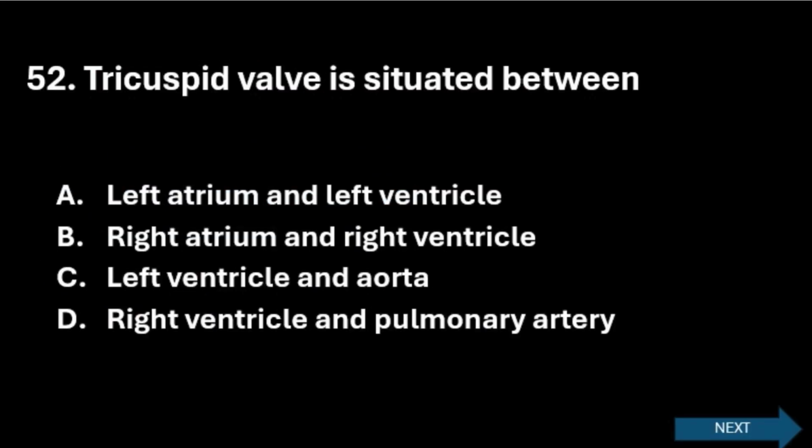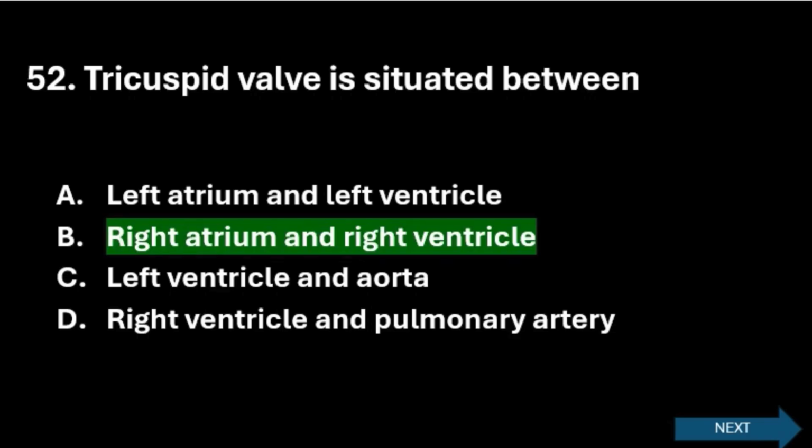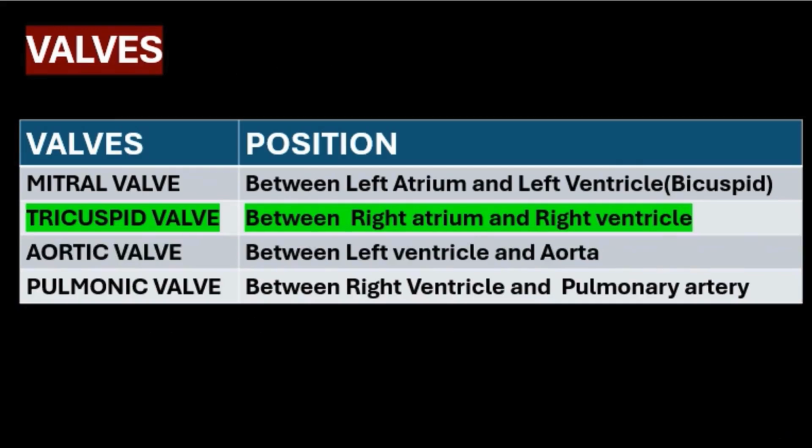Next question. Tricuspid valve is situated between option A, left atrium and left ventricle, option B, right atrium and right ventricle, option C, left ventricle and aorta, option D, right ventricle and pulmonary artery. The right answer here is option B, right atrium and right ventricle.